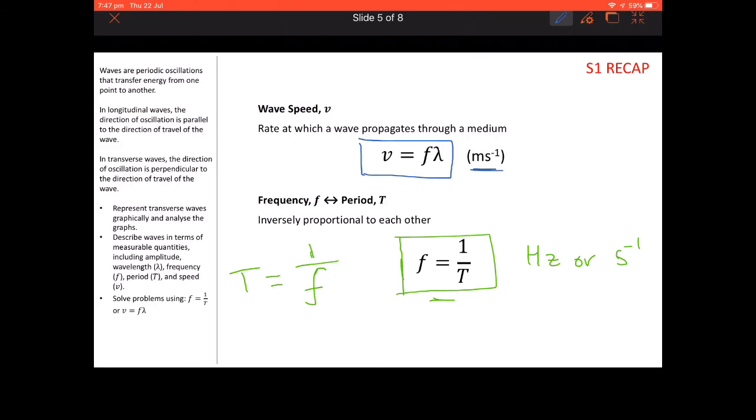This formula can be rearranged. So for example, if you need to be able to find the frequency of a wave and you've only been given the velocity and the wavelength, you can just rearrange this formula so that frequency is equal to the wave speed divided by lambda, which is the wavelength. Then you just plug your values in and you'll be able to go from there.